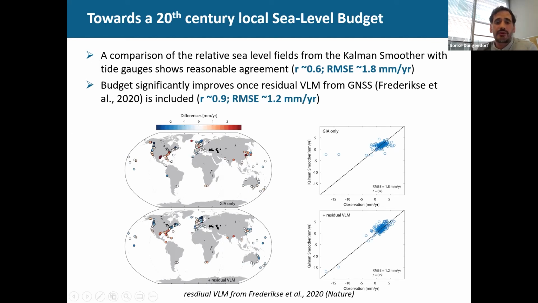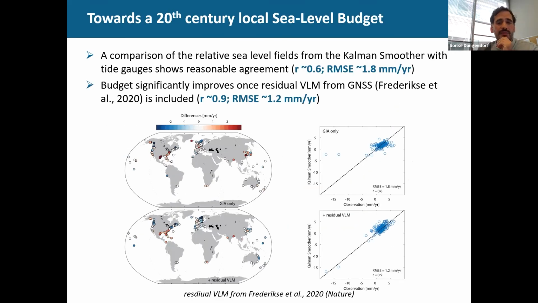If we do that, the correlation indeed increases to 0.9, and the root mean squared error is further reduced to 1.2 millimeters per year, meaning that at a lot more locations worldwide, we are now able to solve the local sea level budget to a reasonable degree.